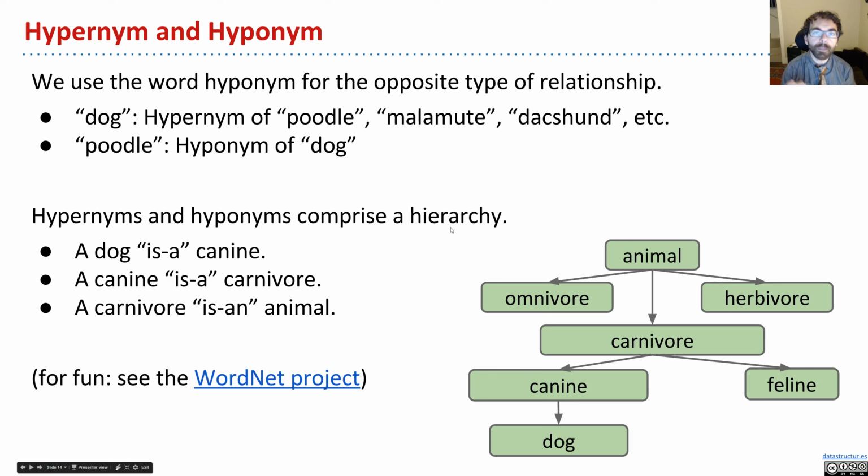Okay? So there's actually the opposite word, which is hyponym. So we use the word hyponym for the opposite type of relationship. So just as the word dog is a hypernym of poodle, dachshund, etc., poodle is a hyponym of dog. Now I'm not going to test you on this, but I think it's just a nice concept because it will actually come into play in Java as well.